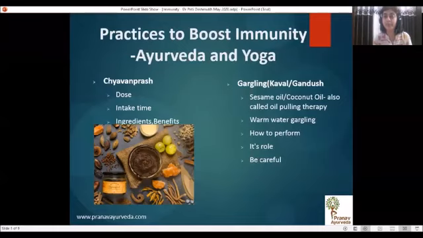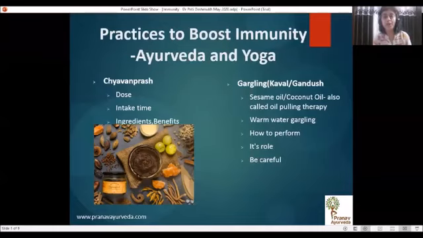Kaval is a process in which you hold water or oil or medicinal decoctions in your mouth cavity for some time. Gandush is a process in which you gargle, particularly medicinal decoctions, water or oil, and swish it in your mouth for approximately 2 to 3 minutes.